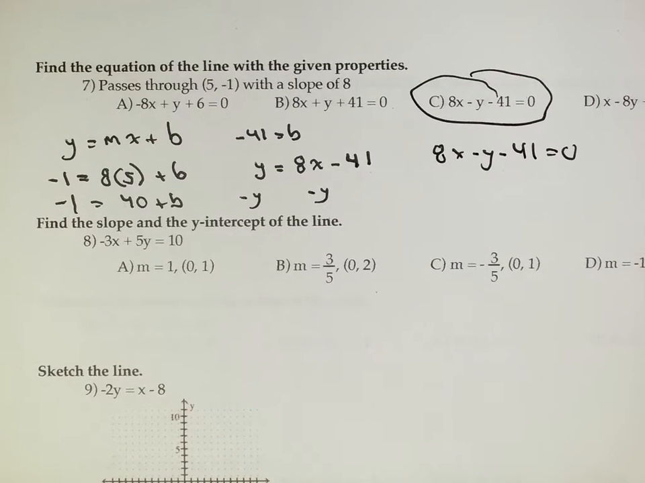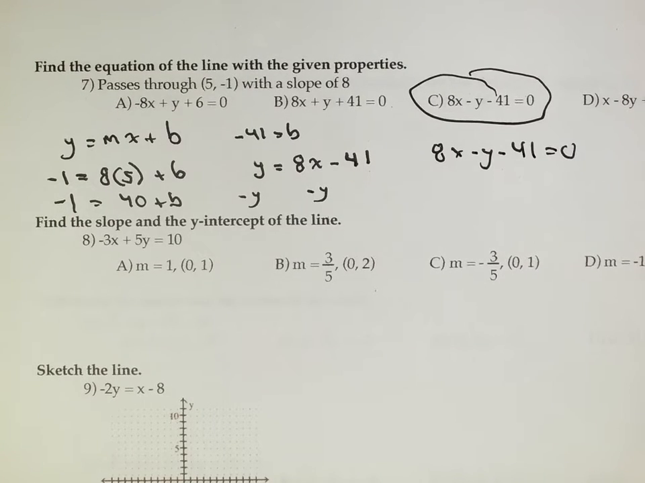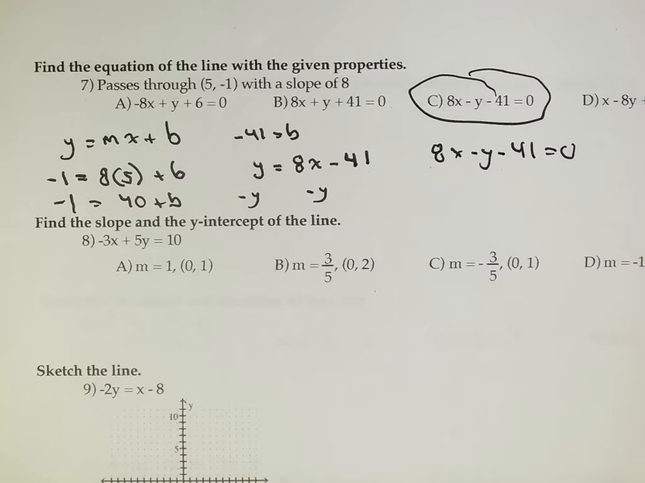If there was a fraction, we'd have to get rid of the fractions because all the coefficients have to be integers. So let's say my slope was 1/2. I would have to multiply everything by 2 to make sure that all these are just integer values.